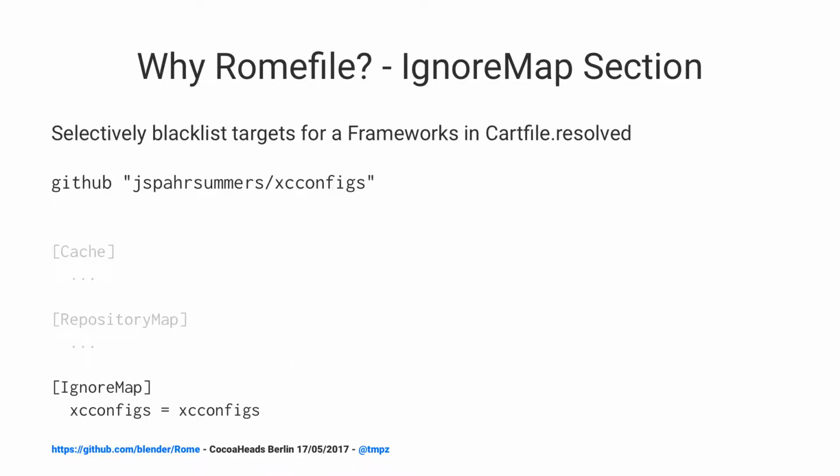Last but not least, as I said when I was explaining the features, Rome also supports an ignore map, which means that you can blacklist some stuff, and you can tell Rome, okay, whatever you see there, just forget about it. I don't want to cache it. I don't want to know anything about it. If it's missing, don't report it as missing, and so on and so forth.